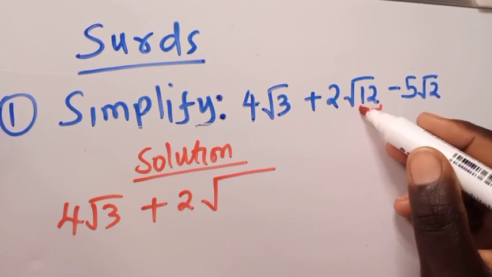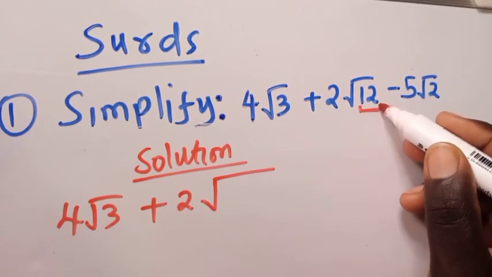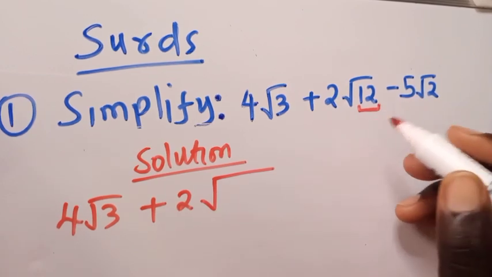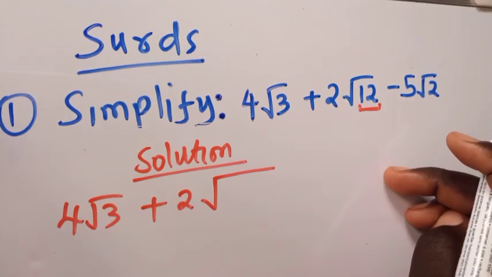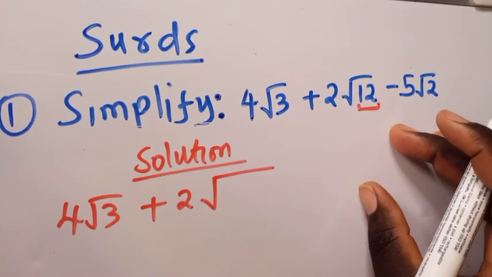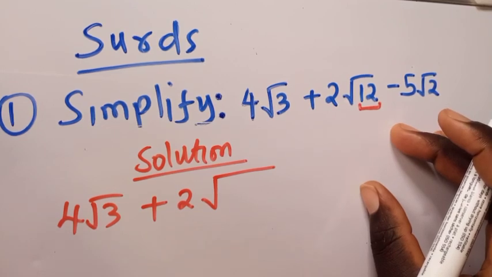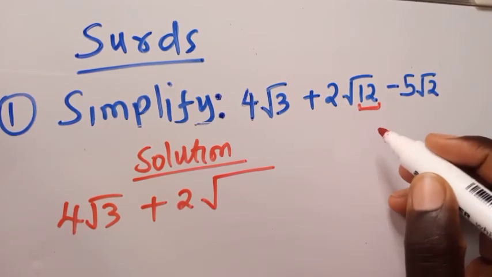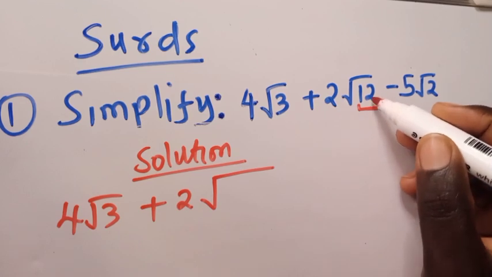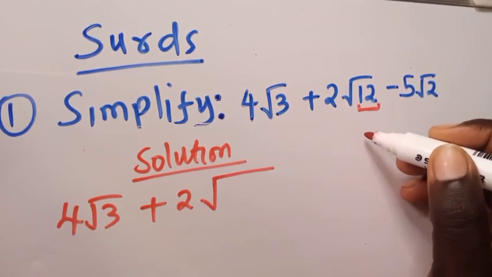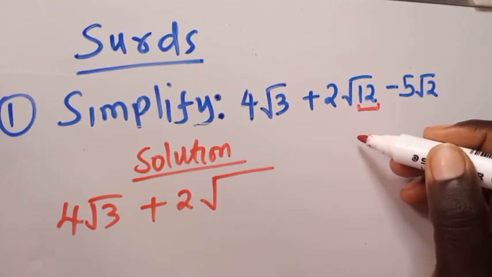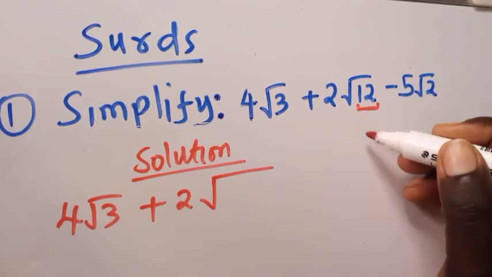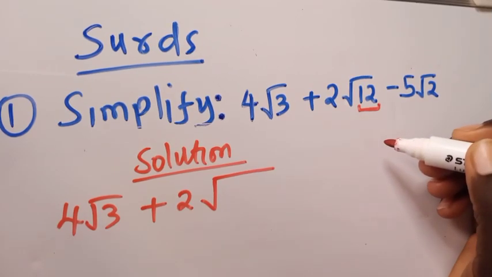Now, we need to select 2 factors of 12. One that is prime and the other that if you find its square root, you obtain a whole number. So we need to select 2 factors that if you multiply them, you get 12. And one of the factors should have an exact square root. That is, if you find its square root, then you obtain a whole number. And the other factor should be prime.